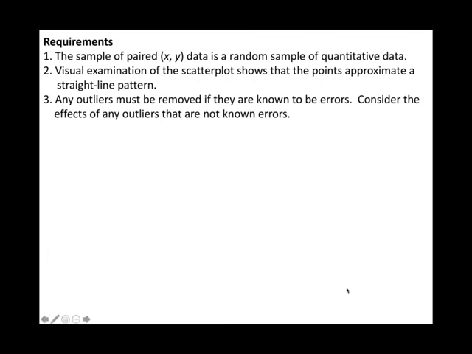Requirements: it has to be a simple random sample, and visual examination of the scatter plot shows that the points approximate a straight line pattern. So before we find the linear equation, you have to show that they do have the straight line pattern. Any outliers must be removed if they are known to be errors. This is the same requirement as before when finding the R.